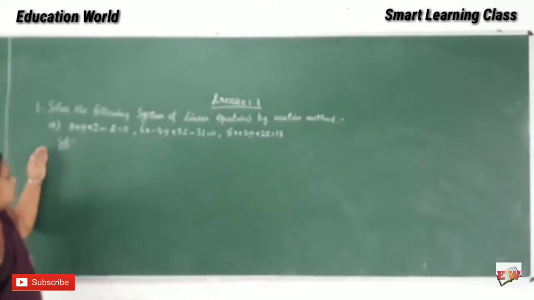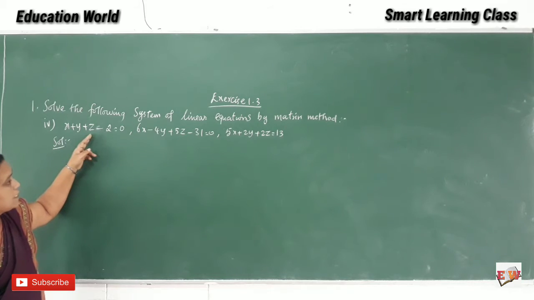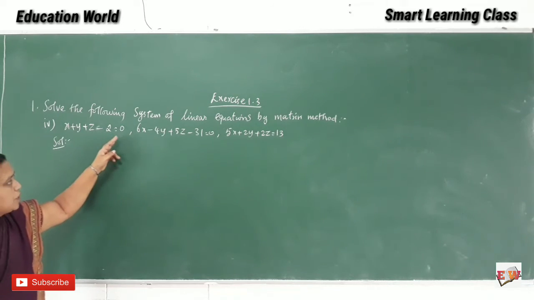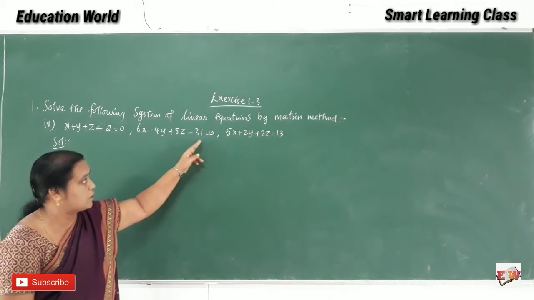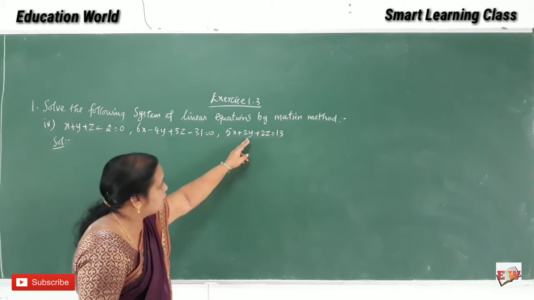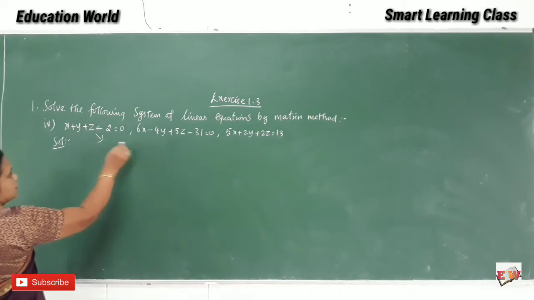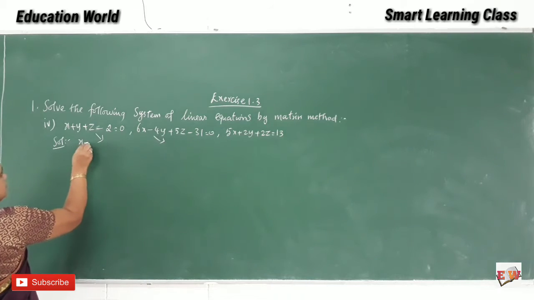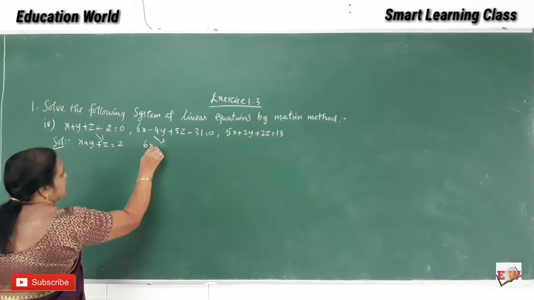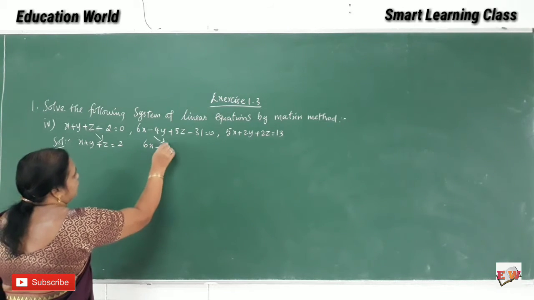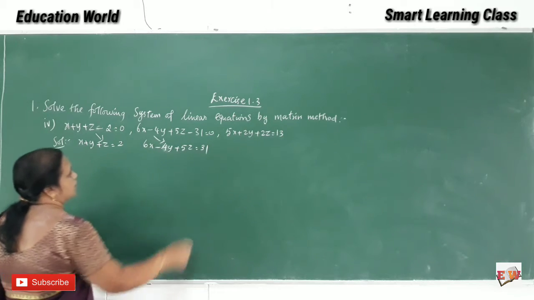Now the fourth subdivision: x plus y plus z minus 2 is equal to 0. 6x minus 4y plus 5z minus 31 equal to 0. 5x plus 2y plus 2z equal to 13. First we can change these terms: x plus y plus z is equal to 2, 6x minus 4y plus 5z equal to 31.